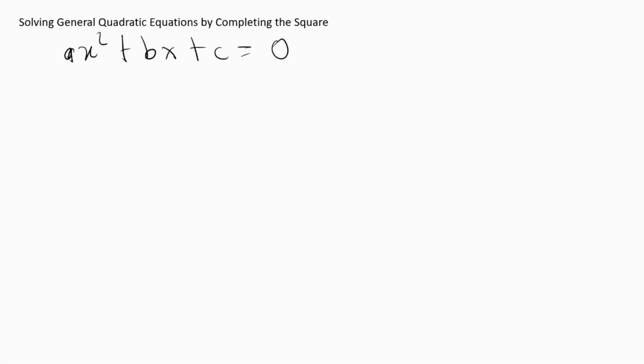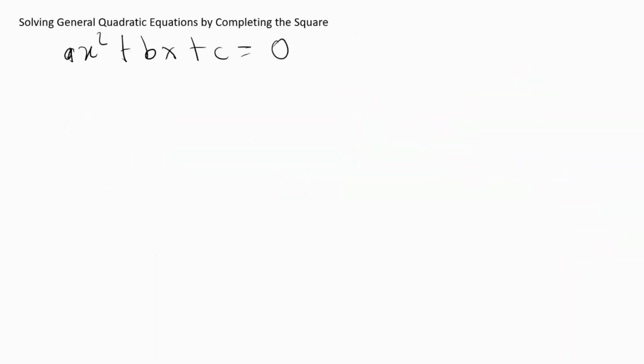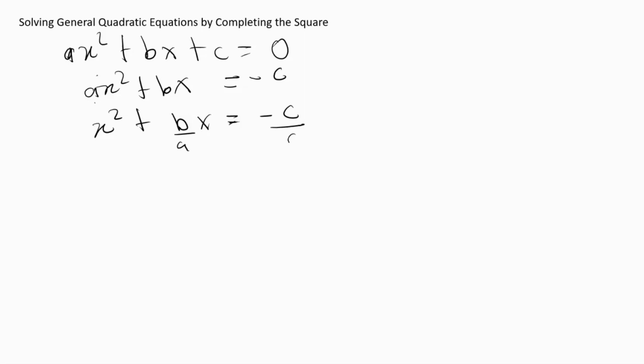So the simple thing is, can we express it in this form of x squared plus bx? In order for us to do that, the obvious thing is to bring c to that side. So we have ax squared plus bx equals negative c. We can divide by a throughout. So we have x squared plus b over a x, which equals negative c over a.